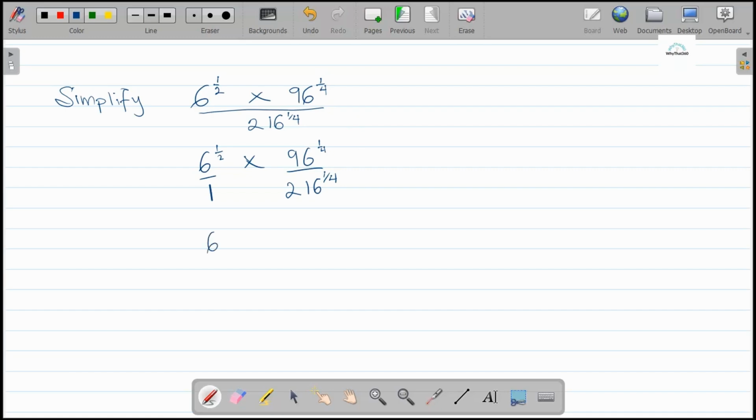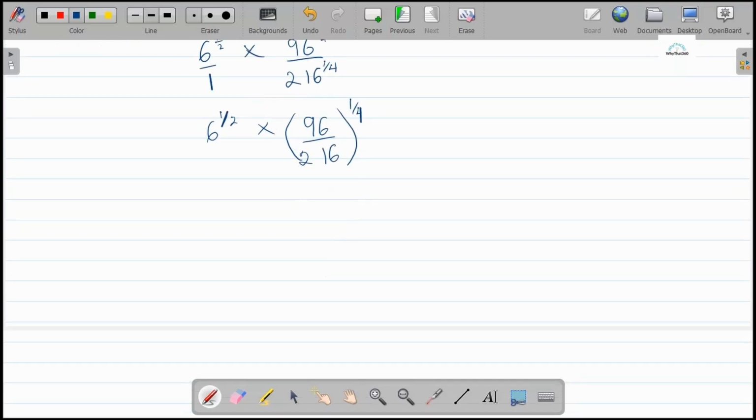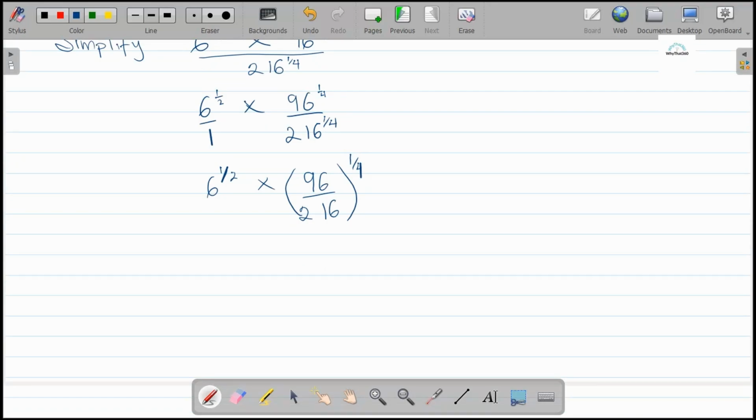Going further, we get 6 to the power 1 half multiplied by, and then over here I'm going to rewrite this as 96 divided by 216, all raised to the power 1 out of 4. It's the same thing. You can see the 96 over here was raised to the power 1 fourth, and then the 216 was also raised to the power 1 fourth. That's why we wrote them as that.